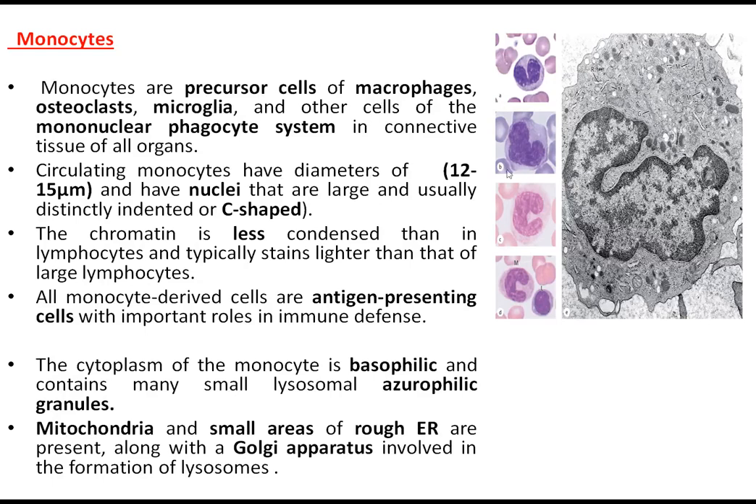This is a blood smear, and this is the RBC. Monocytes have a diameter of 12 to 15 micrometers. They have a kidney-shaped or C-shaped nucleus. The chromatin is less condensed than in lymphocytes and typically stains lighter than that of large lymphocytes.